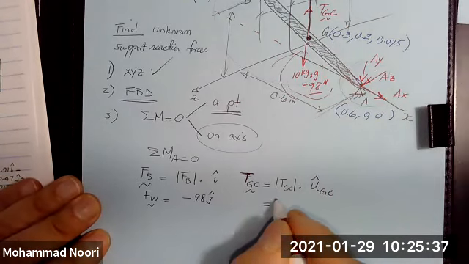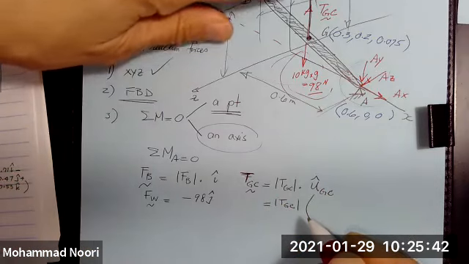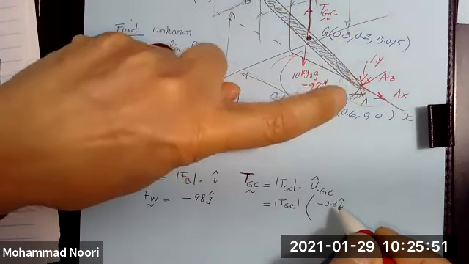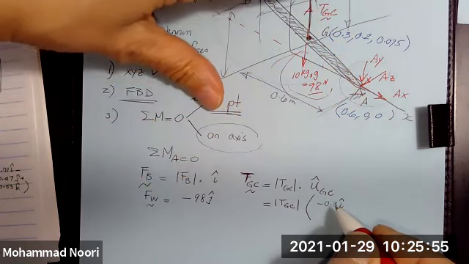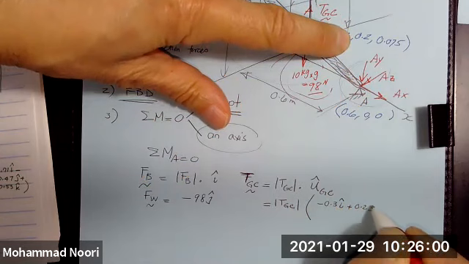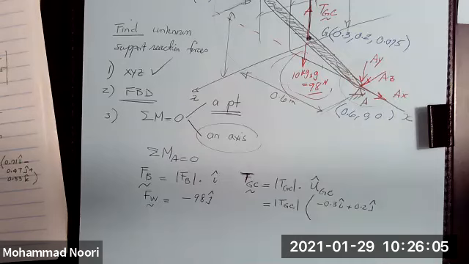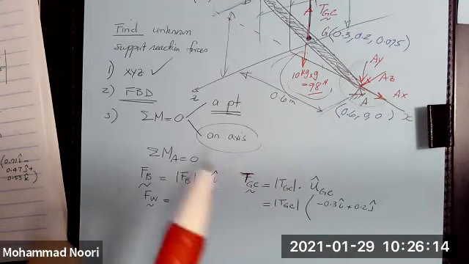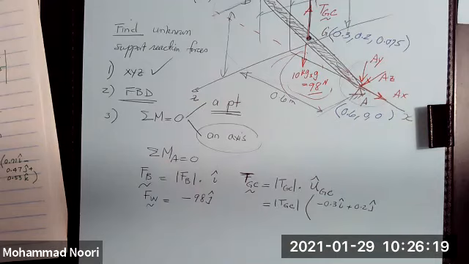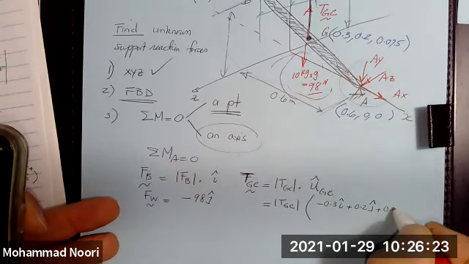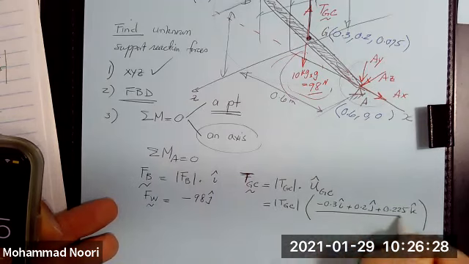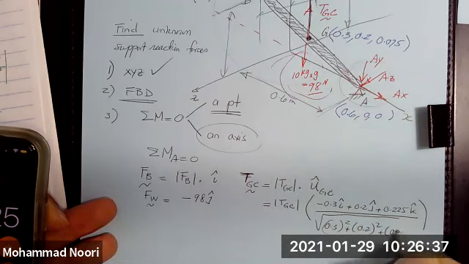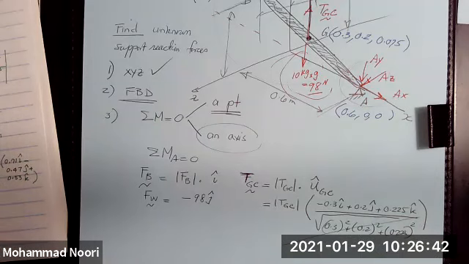So you have T of GC times 0 minus 0.3, negative 0.3 i. 0.4 minus 0.2, so 0.2 j, and then negative 0.15 minus negative 0.075, so it would be 0.15 plus 0.075, that would be 0.225 k, divided by the square root of 0.3 squared plus 0.2 squared plus 0.225 squared. If you figured that out, let me do that actually.